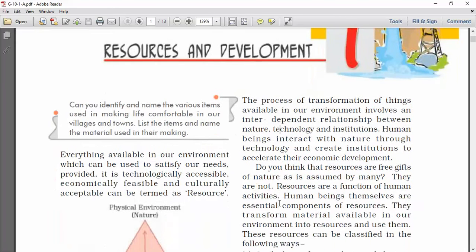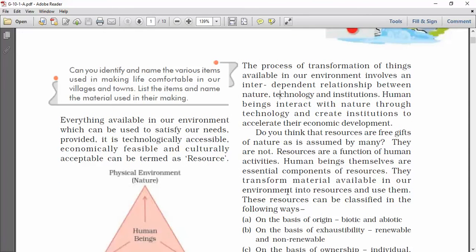So when we talk about resources, first of all we should know the meaning of resources. In simple terms, everything available in our environment which can be used to satisfy our needs, provided it is technologically accessible, economically feasible, and culturally acceptable. So, if something falls into this category, it can be termed as a resource.